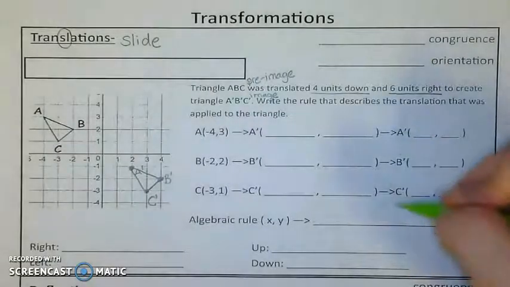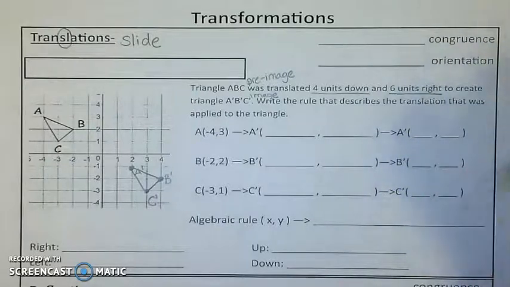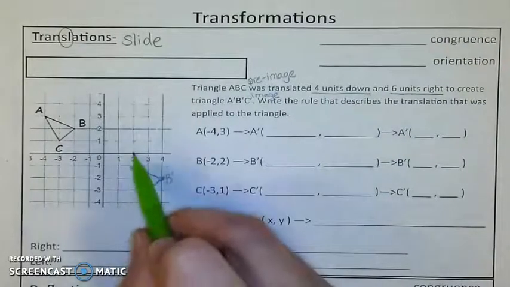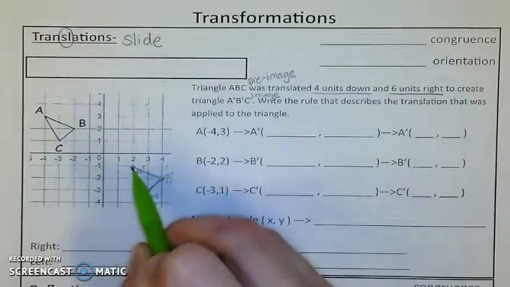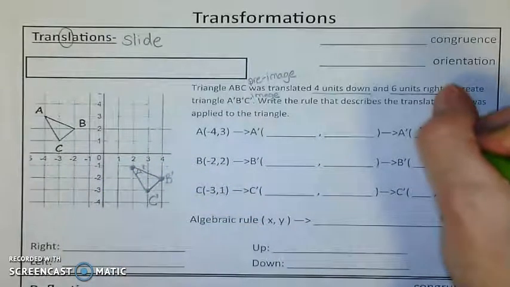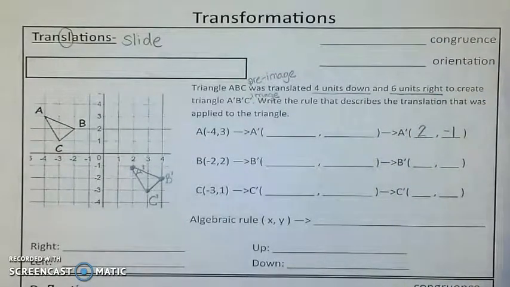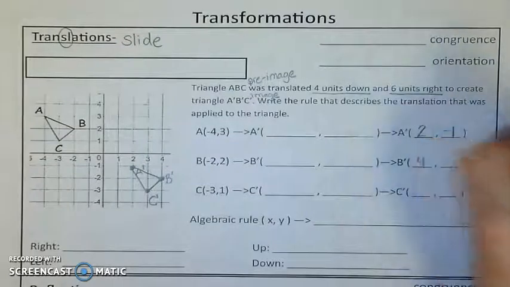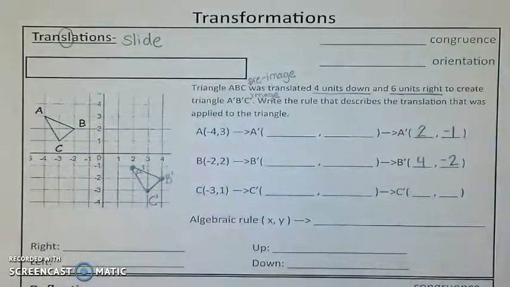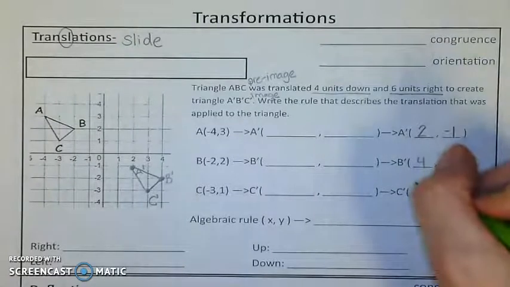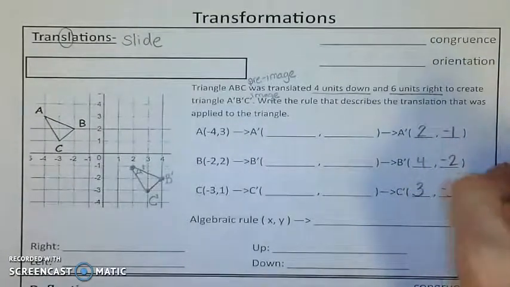Now we're going to skip over here. We're going to look at where these new points are located. If you look at A prime, its x value is at 2, and its y value is at -1. That's really important that you know that the order matters there. So again, that's 2, and then -1. B prime is located at 4, and then -2. Go ahead and see if you can figure out where C prime would be located. Hopefully you agree that it's located at 3 and -3.